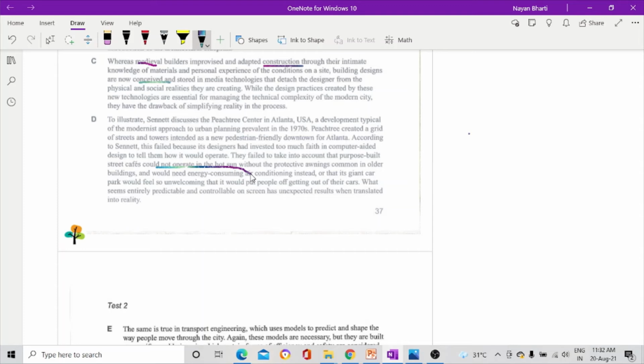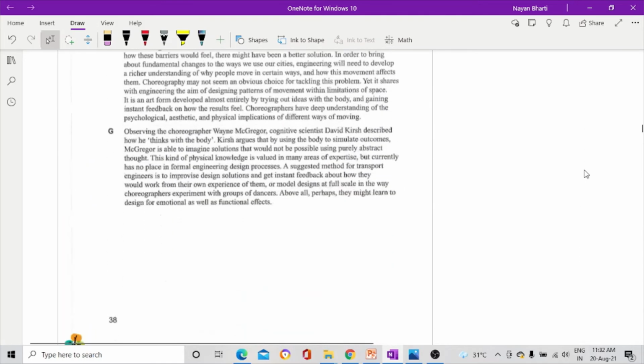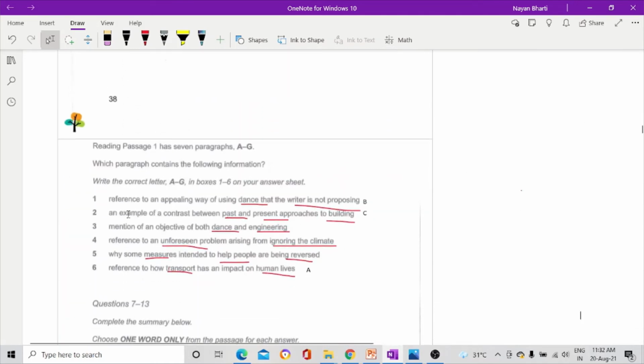That means, can you remember what question it would be? You see all the questions? Any idea? Yes, reference to an unforeseen problem. Because they are saying they have not considered this could be a problem, this is an unforeseen problem arising, ignoring the climate. Right? So this is going to be your D.